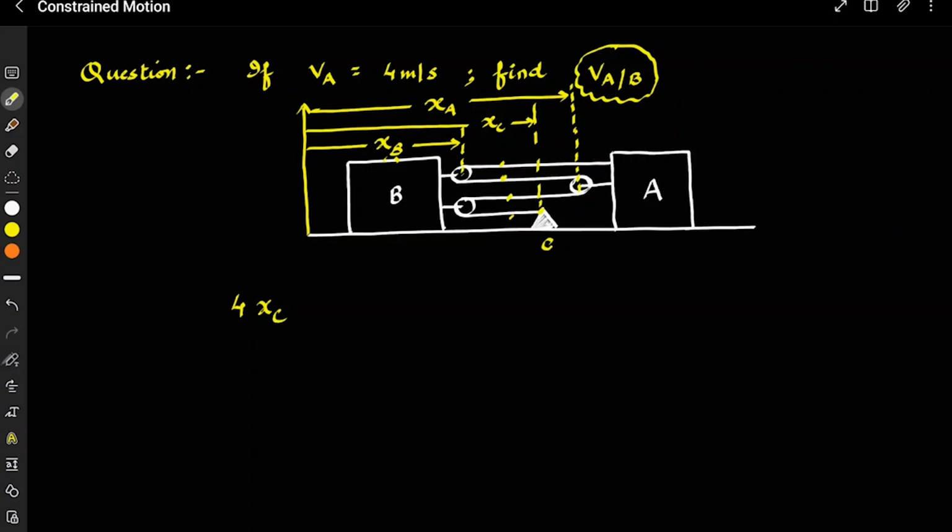minus, now you can see clearly what we have to minus. We have to minus this particular position, or this fixed pulley position. So how many times should we minus this? We will minus it.